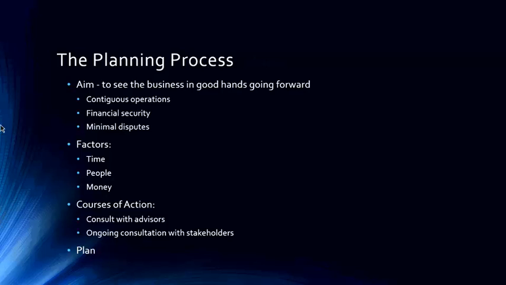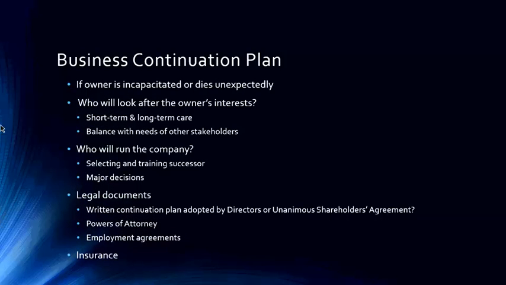So the key information that goes into the plan, if we pop to the next slide, so we're talking about two types of plans here. The first one is the business continuation plan, and this is if the business owner is incapacitated or dies unexpectedly, what happens to the business? So the key elements of this are to figure out who's going to look after the owner's interests. So if you are the business owner, who do you want to vote your shares or your stake in the partnership or whatever the business structure is? And what limits are you putting on their authority to make decisions?